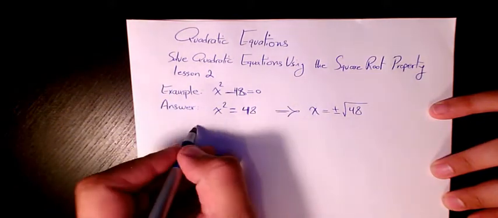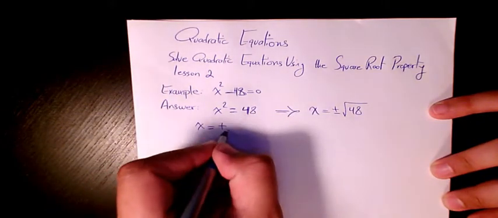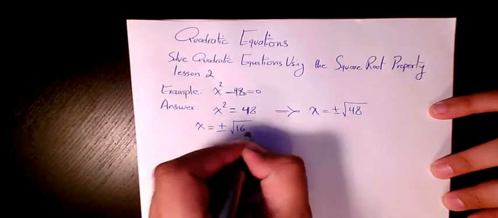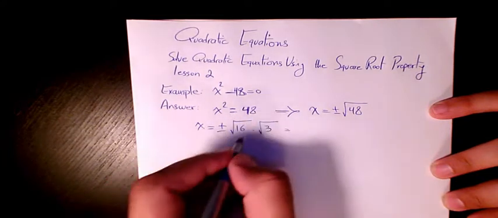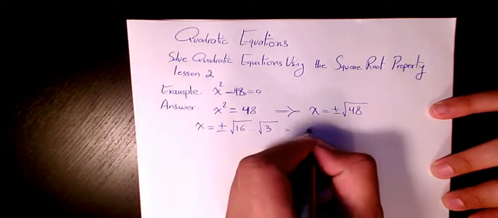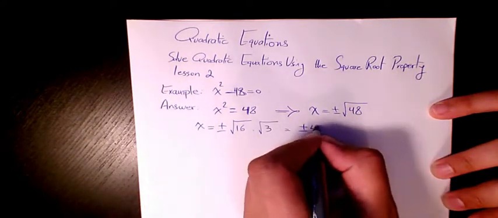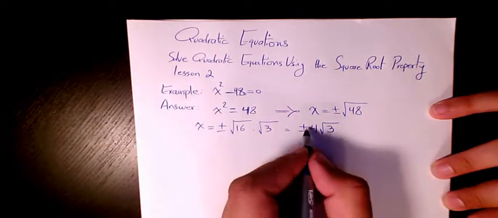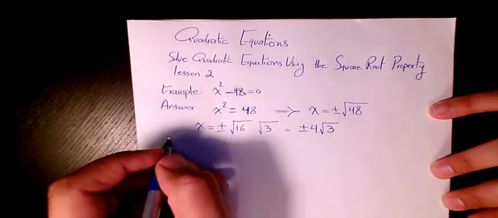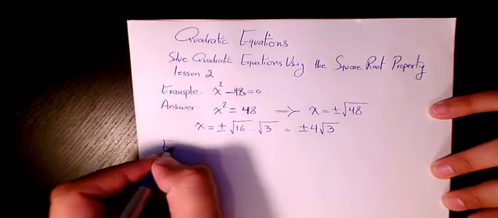Then we need to simplify it. We have it in the square root part. 48 is 16 times 3. Square root of 16 times square root of 3, so that's going to be plus or minus the square root of 16, which is 4, so it's going to be plus or minus 4 root 3.